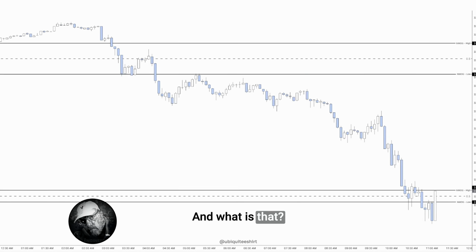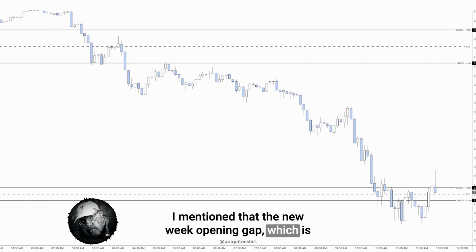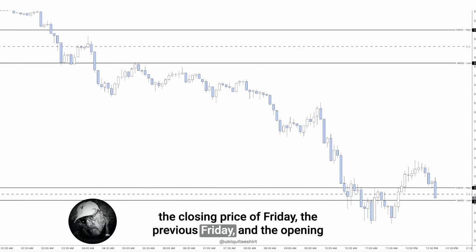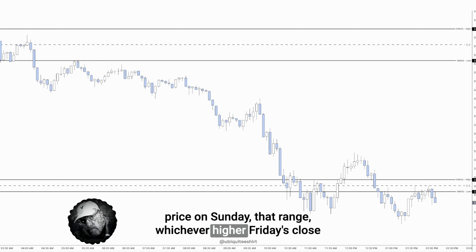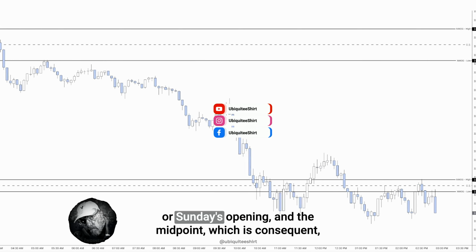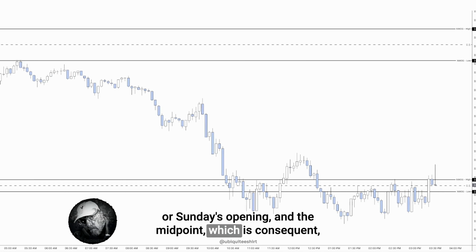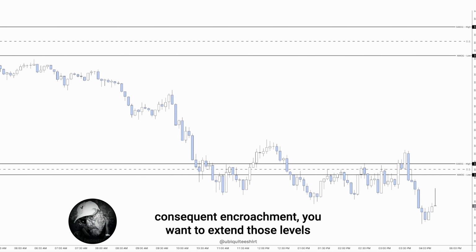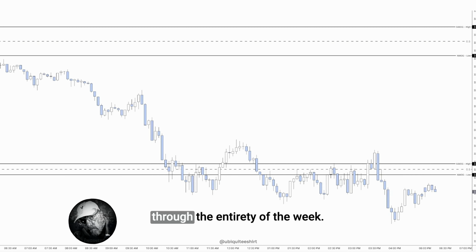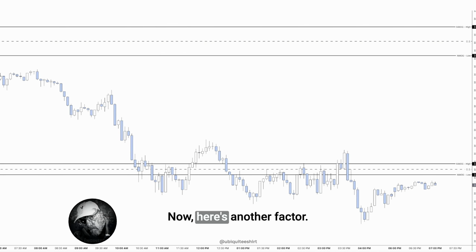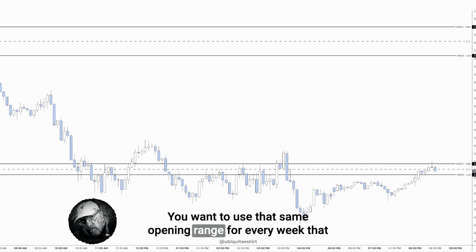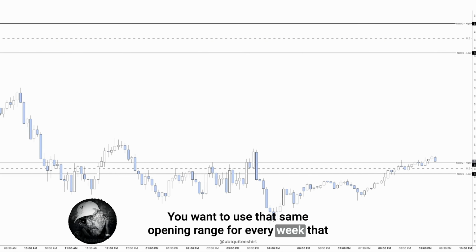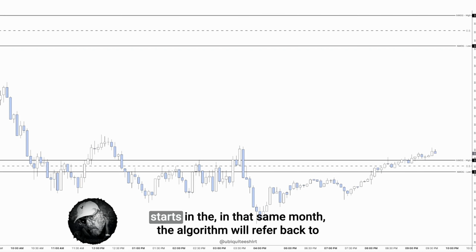And what is that? I mentioned that the new week opening gap is the closing price of the previous Friday and the opening price on Sunday. That range, whichever is higher, Friday's close or Sunday's opening, and the midpoint, which is consequent encroachment, you want to extend those levels through the entirety of the week. Now, here's another factor: you want to use that same opening range for every week that starts in that same month. The algorithm will refer back to that within the same month.